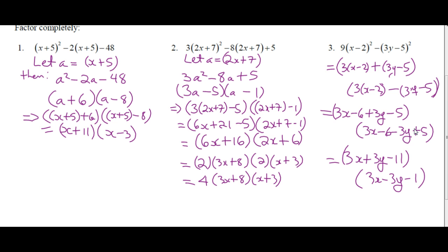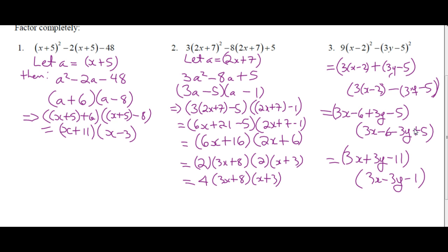So we're going to let a equal x plus 5, that quantity. Then this becomes a squared minus 2a minus 48, which we factor. And then we replace the a, because that was never the original question, with x plus 5. And I like to keep this in brackets. Then remove the brackets, collect the terms, and we get this. And for this guy, let a equal 2x plus 7.